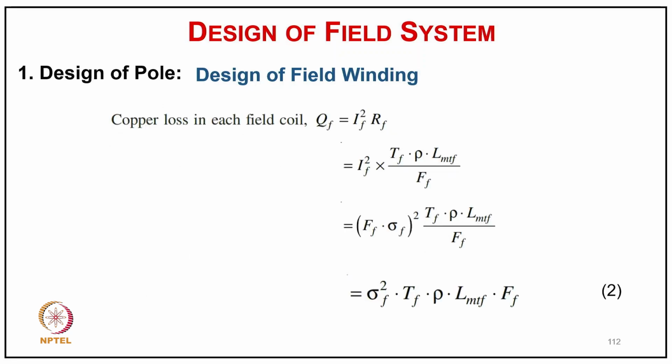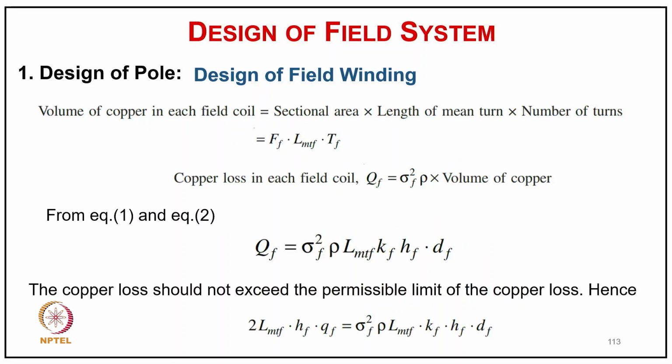So now you can say the copper loss in the field coil is Qf equal to If square Rf, that is If square Tf into rho into LMT upon af, or σ square af Tf rho LMT upon af. Now coming to the volume of the copper in each field coil, that is sectional area into length of mean turn into number of turns, that is af LMT into Tf. The copper loss in each field coil will be Qf equal to σ square rho into volume of copper, and from these two equations we can get Qf equal to σ square into rho LMT Kf Hf Df.